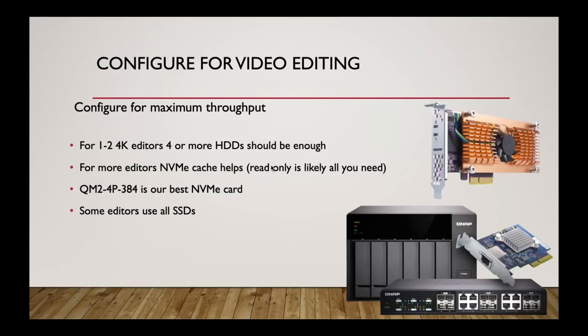As I mentioned with RAID, when you add more drives, you get more throughput. So if you have at least 4 drives in a RAID, and then as you add more, you get even more throughput, that's typically fine for 1 to 2 4K raw editors. But as you start to get more editors and need more throughput, and you also start to need more IOPS with more editors, some NVMe cache can help.